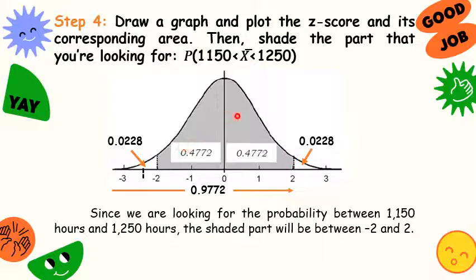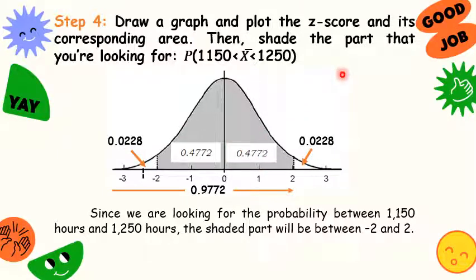So, bakit ang may shade is yung nasa gitna? Sabi dito, since we are looking for the probability between 1,150, ito yung nagrepresent sa negative 2, and 1,250, ito naman yung positive 2. Siyempre, the shaded part will be between negative 2 and positive 2. So, kaya ito yung may shade.